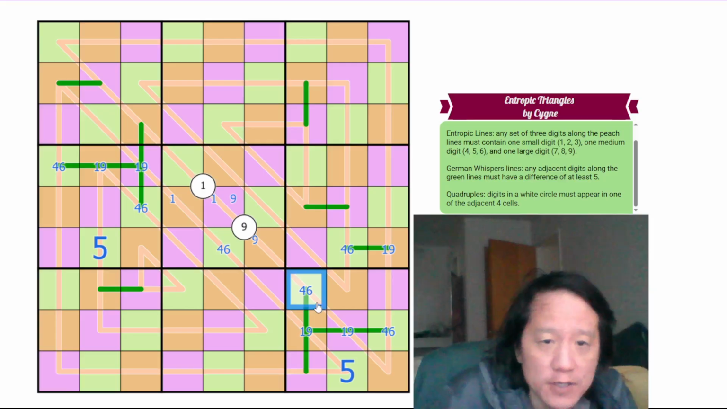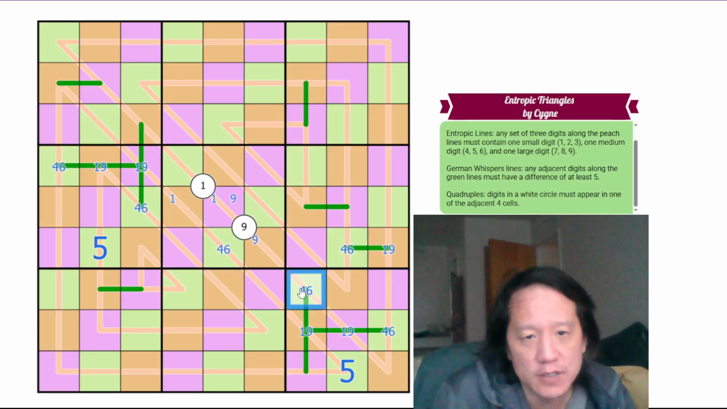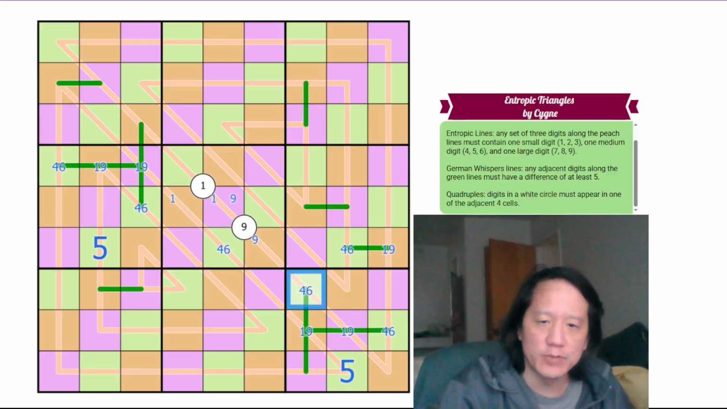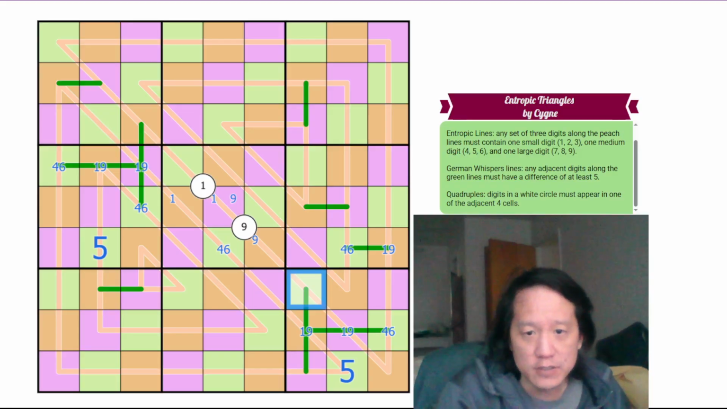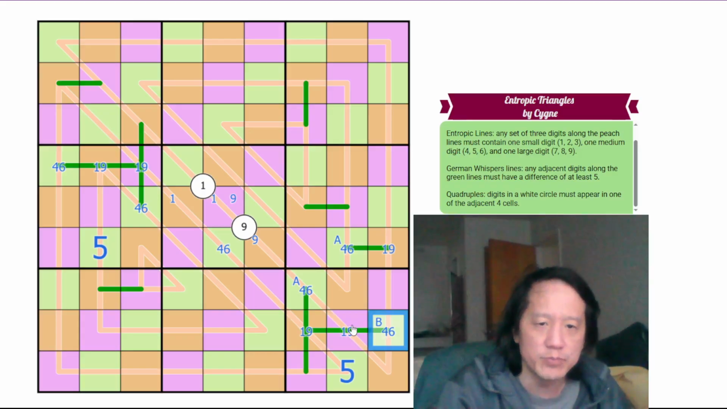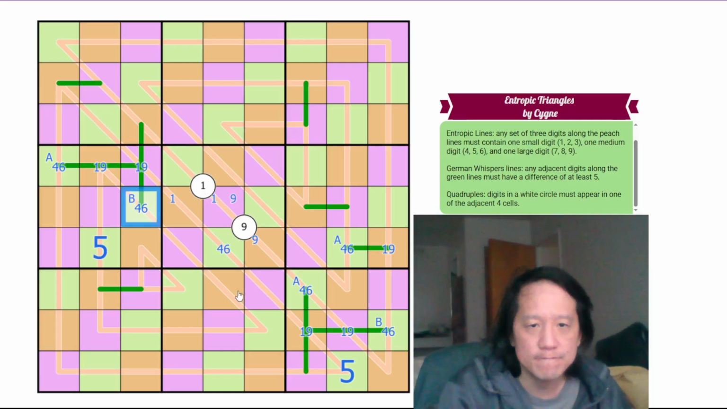Okay. So these digits must be the same because they're both next to the orange 1-9. So we're going to mark these as letters. Oops, I deleted that accidentally. This is going to be A next to the orange 1-9, and we'll mark B as next to the pink 1-9 on the whisper 5 line. So next to this is A, this is B.